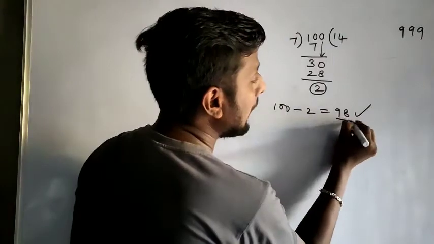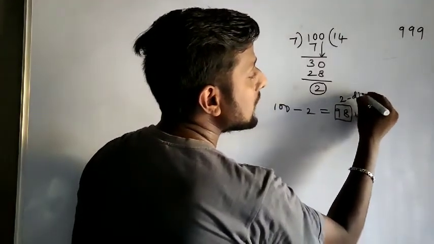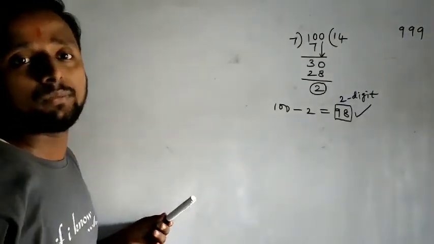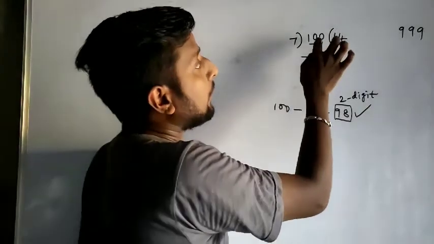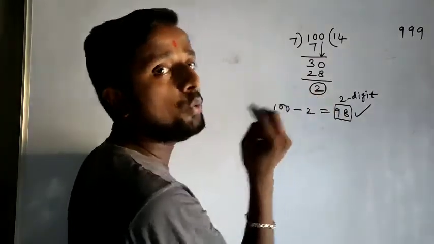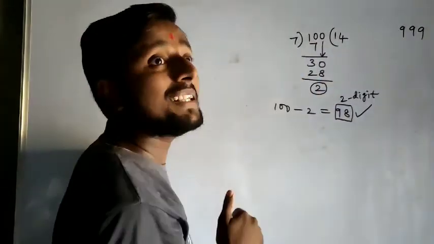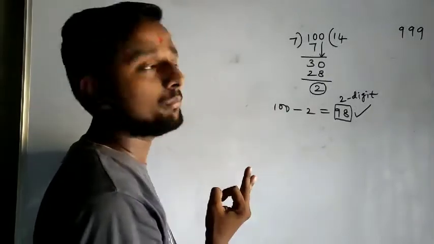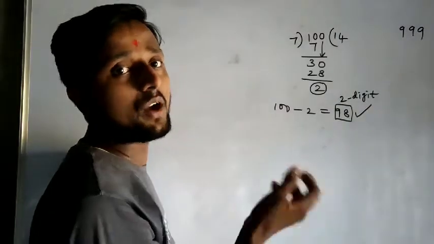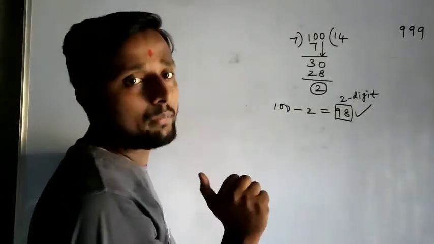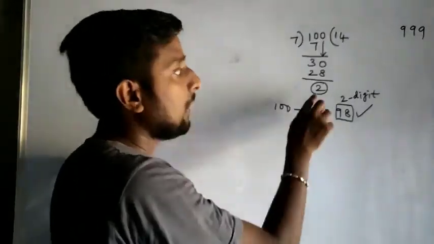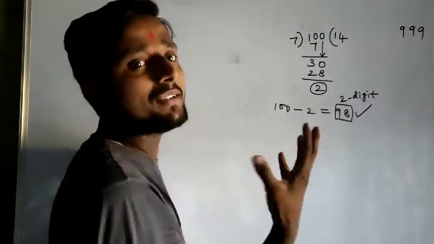But 98 is a 2-digit number, and we need a 3-digit number. From 100, the correct subtracted number is 98, which means here we had only 2 extra. If we want a number divisible by 7 that is also a 3-digit number, to get another 7 we need 5 more extra. Did you get my point?